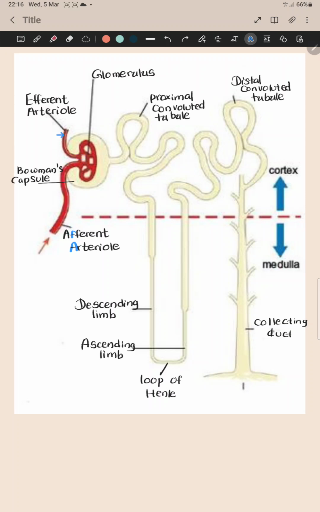There is a structural difference between the afferent and efferent arteriole. The diameter of the afferent arteriole is higher than the efferent arteriole. The Bowman capsule opens into the proximal convoluted tubule and it connects into the descending limb, loop of Henle, ascending limb, distal convoluted tubule and it ends up with the collecting duct. This is the structure of the structural and functional unit of the kidney. It is the nephron.